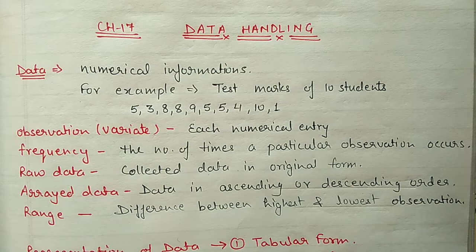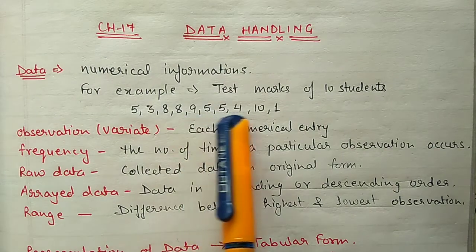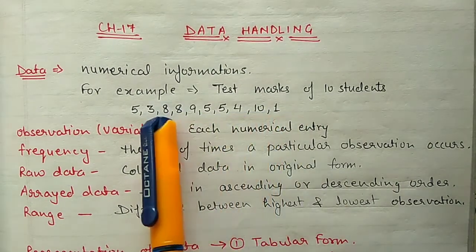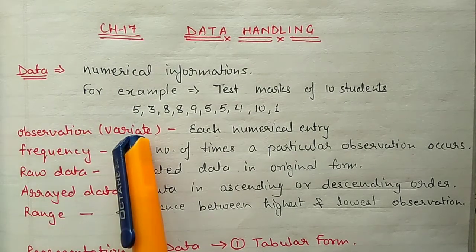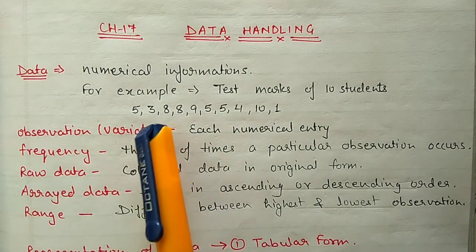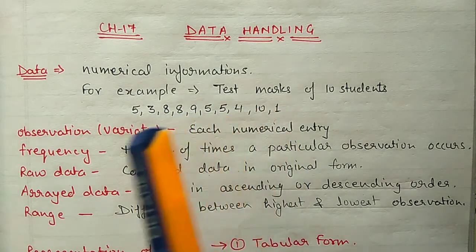For example, I have taken here test marks of 10 students. So these marks are in the numerical form, so these marks will be called the data. Next thing we have is observation or variate. Each numerical entry we will call an observation. I have here 10 observations, 10 students' marks.